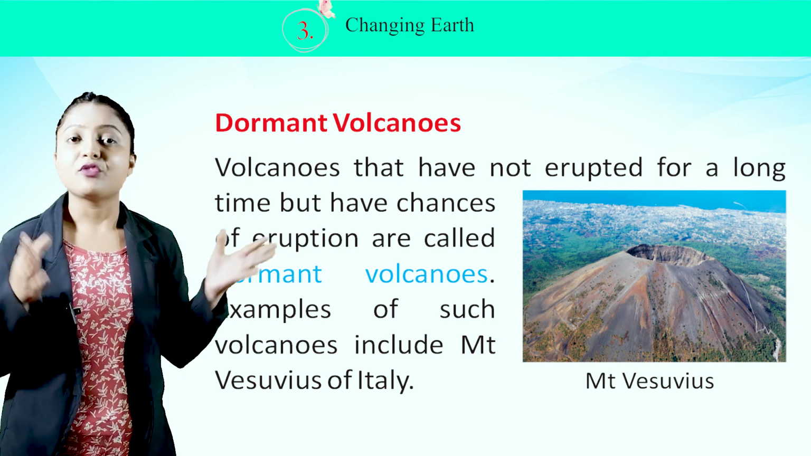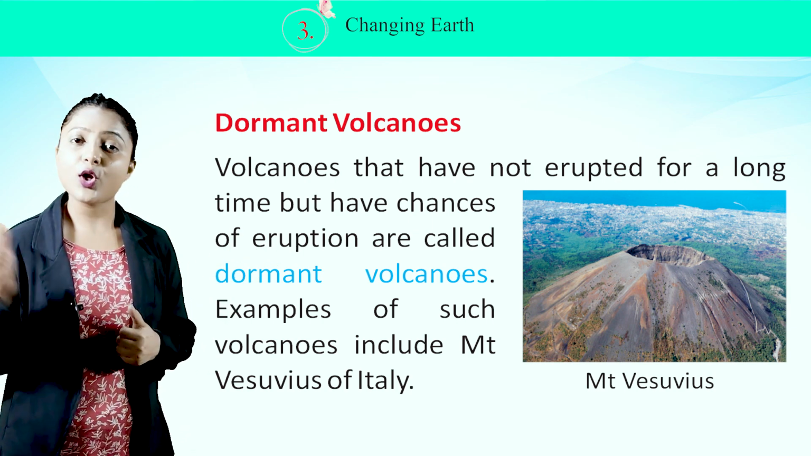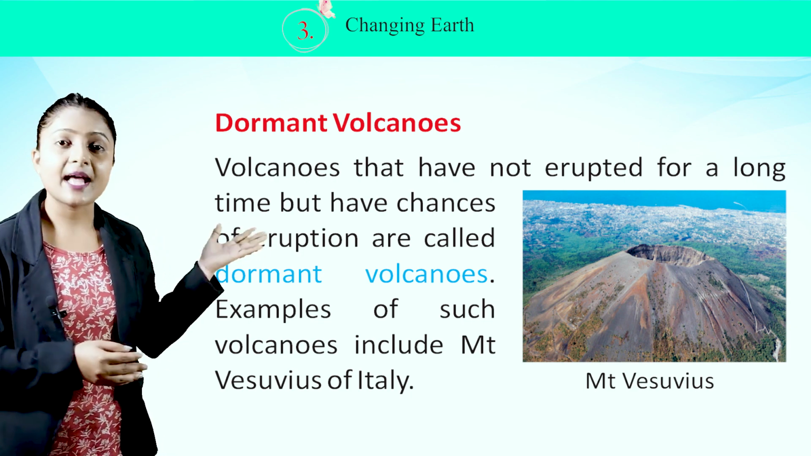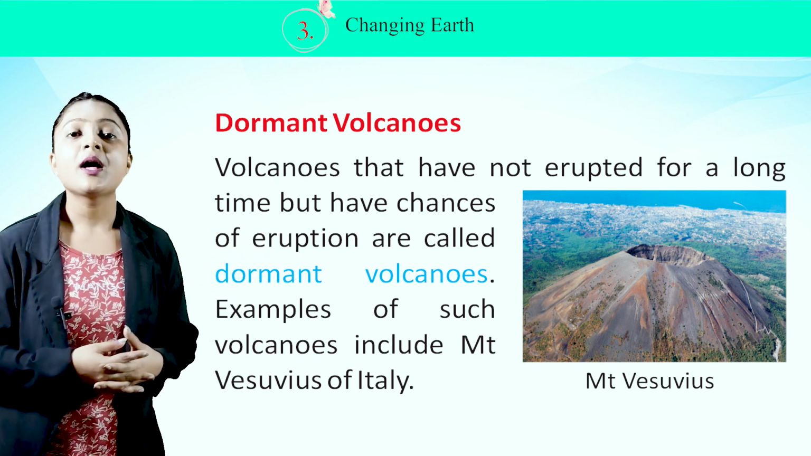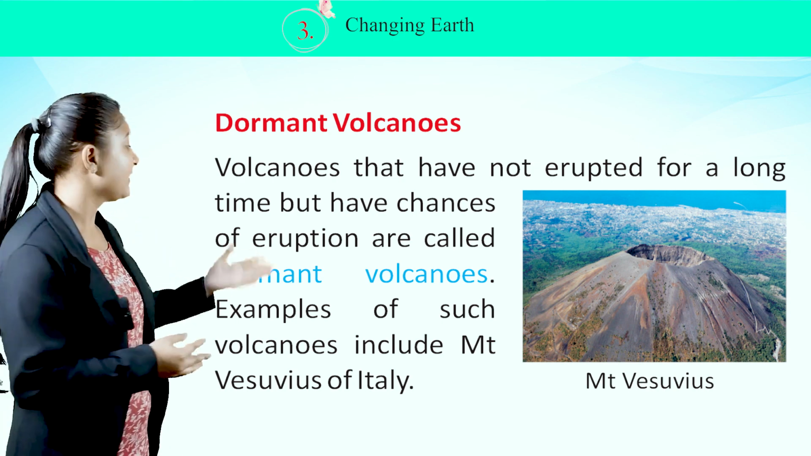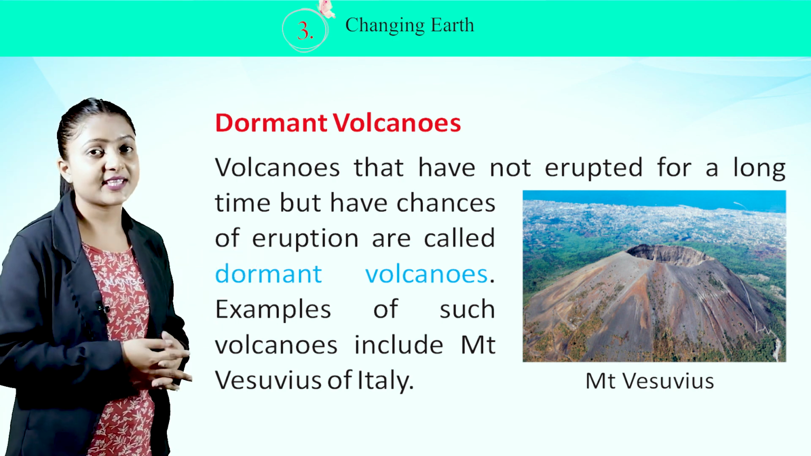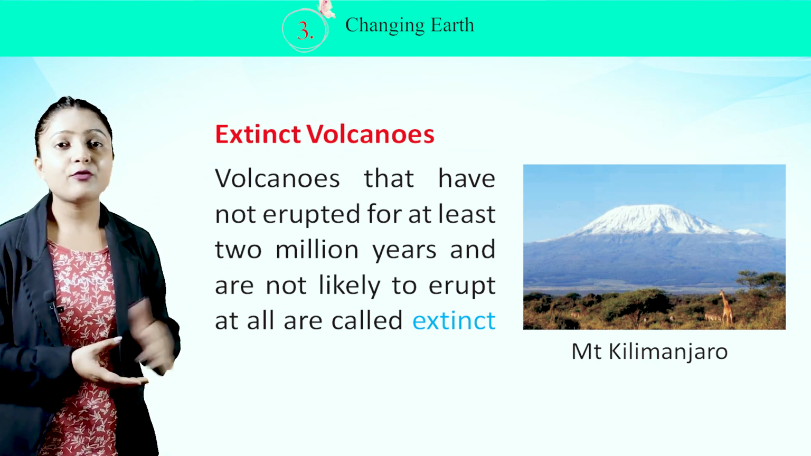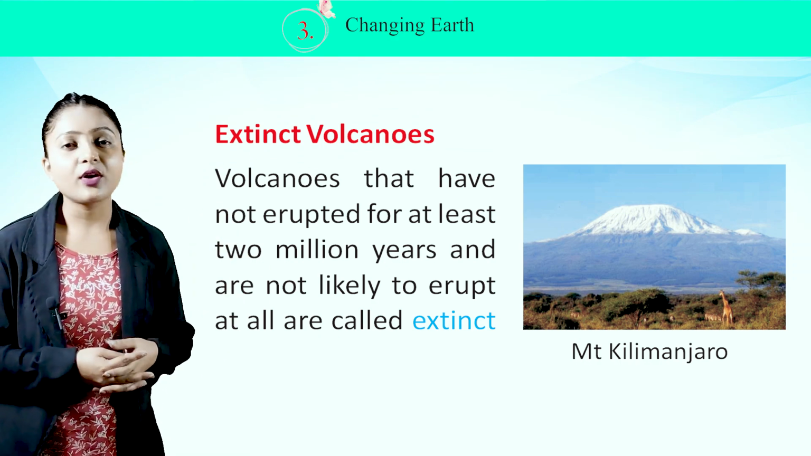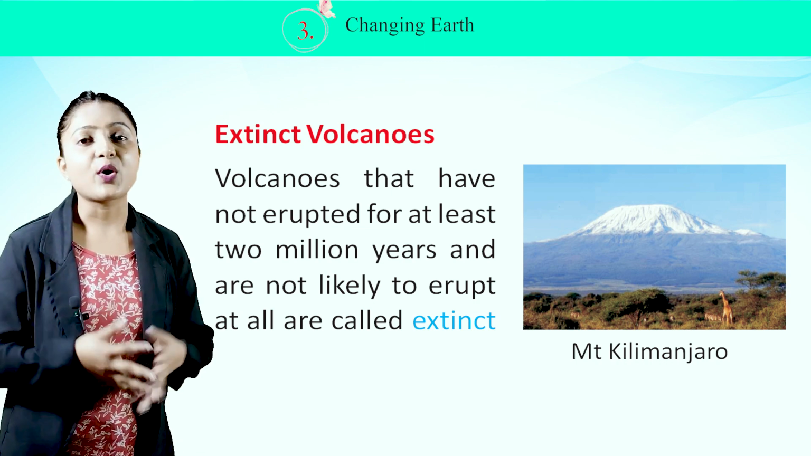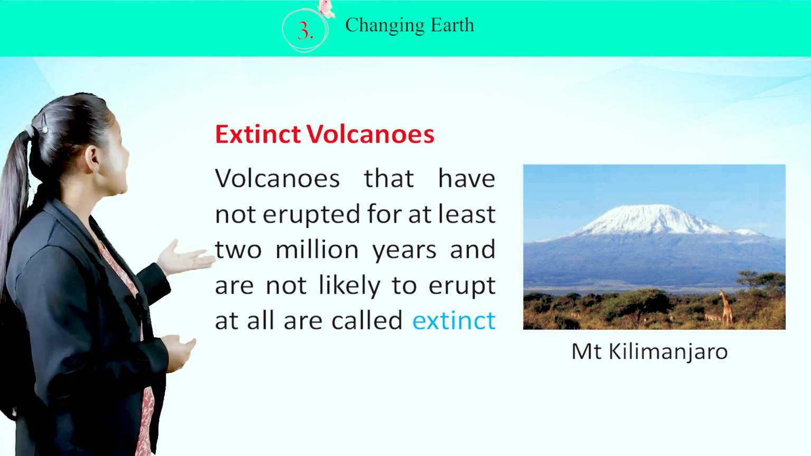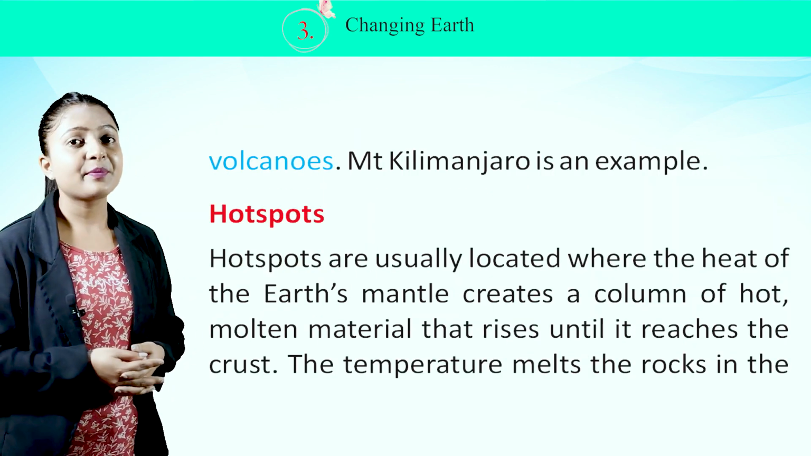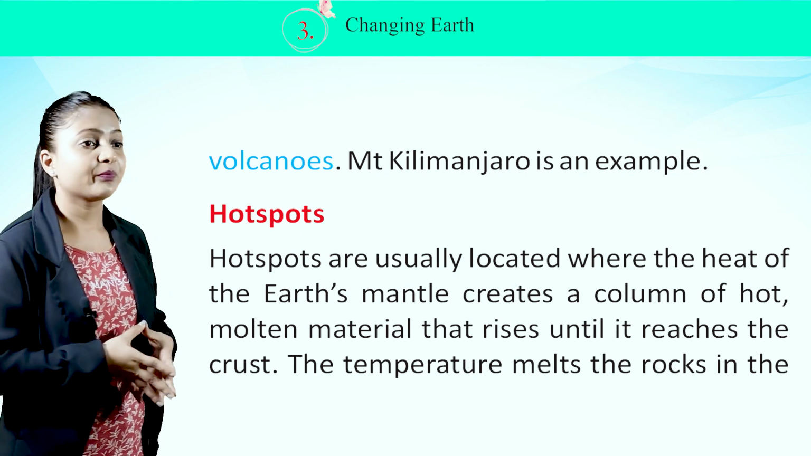Dormant volcanoes. Volcanoes that have not erupted for a long time but have chances of eruption are called dormant volcanoes. An example of such volcanoes is Mount Vesuvius of Italy. This is the picture of Mount Vesuvius. Extinct volcanoes. Volcanoes that have not erupted for at least 2 million years and are not likely to erupt at all are called extinct volcanoes. This is the picture of Mount Kilimanjaro. Mount Kilimanjaro is an example of this kind of volcano.